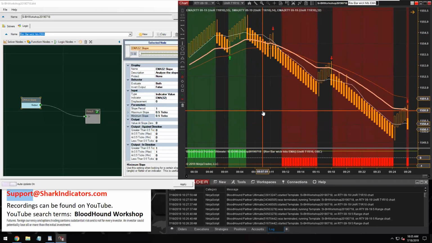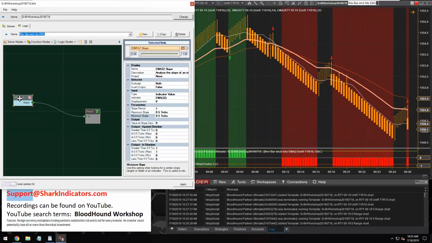Okay, so let's build the solvers here, detecting the wick and the EMA. This is going to take a couple of comparison solvers. So how do we define the wick of a candle? Well, if it's a down Renko bar, a down candle, the wick is going to be the high price to the open price. And if it's an up candle, then it's going to be the low price to the open price.